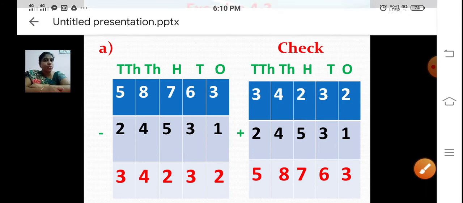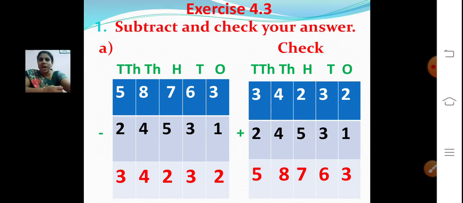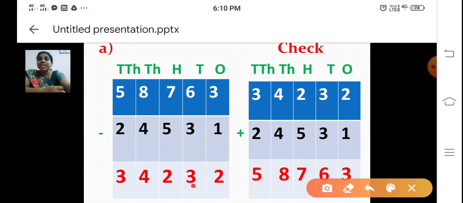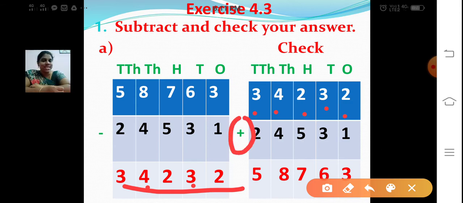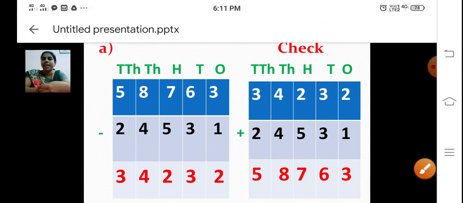So first we have to do the subtraction, right? 3 minus 1, 2. 6 minus 3, 3. 7 minus 5, 2. 8 minus 4, 4. 5 minus 2, 3. Now we have to do our checking, right? So write the difference, 34,232, plus. We are going to add this to the subtrahend. What is the subtrahend now? This is the subtrahend. You all know, right? So 24,531. We are going to add these two numbers so that you will get the minuend.